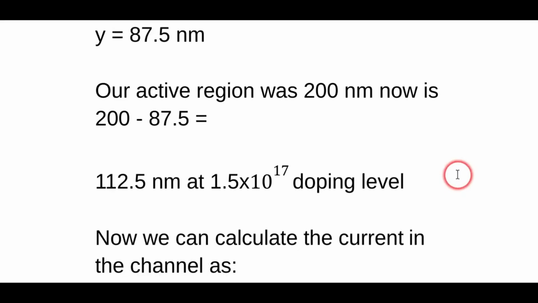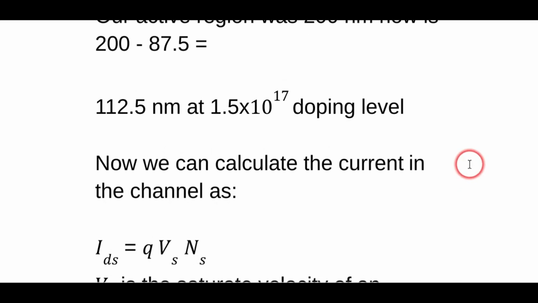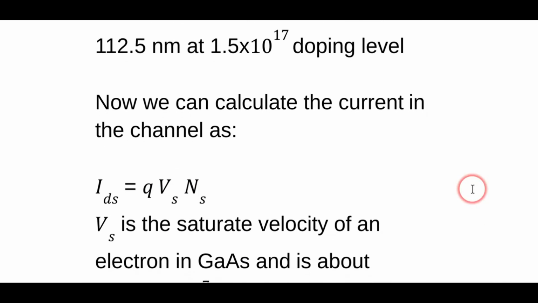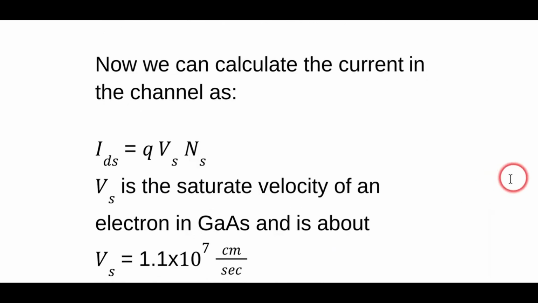So now we can calculate the current in the channel with this equation. So IDS is equal to the constant times what's called the saturated velocity and the electron sheet charge. The saturated velocity of an electron in gallium arsenide is about 1.1 times 10 to the 7th centimeters per second. The saturated velocity, excuse me, is a term that says at a very, very high electric field, something like 5 kV, how fast can an electron get from one place to another.